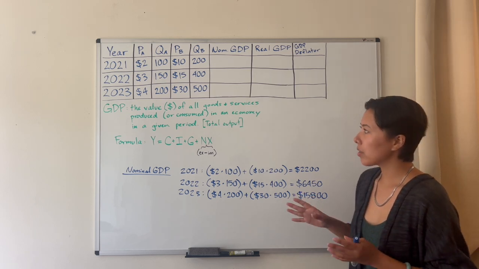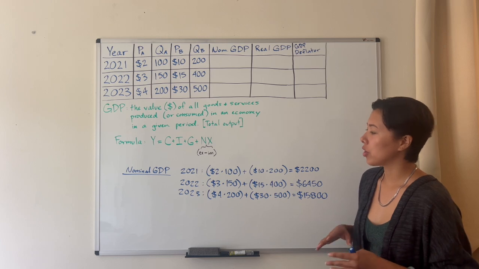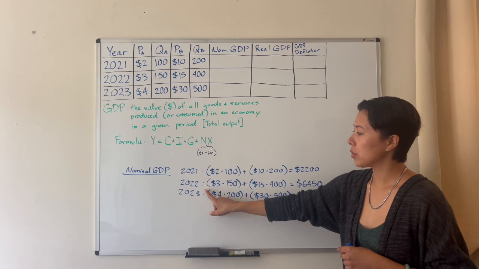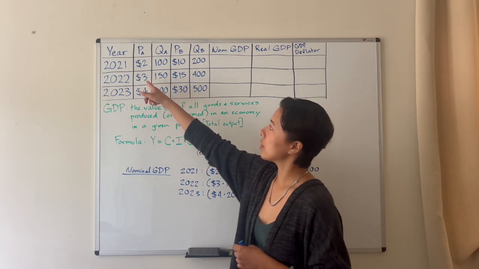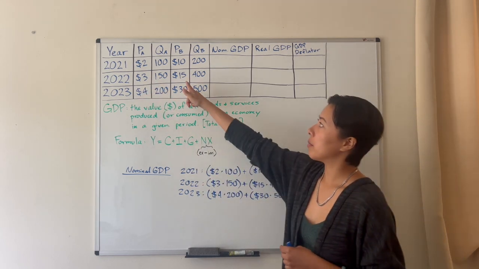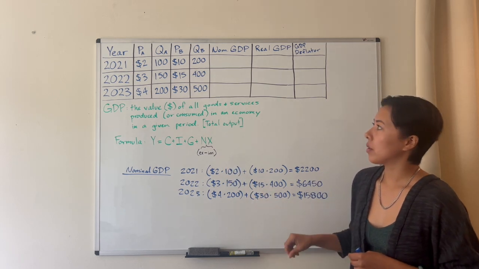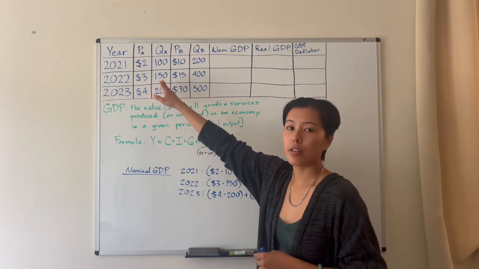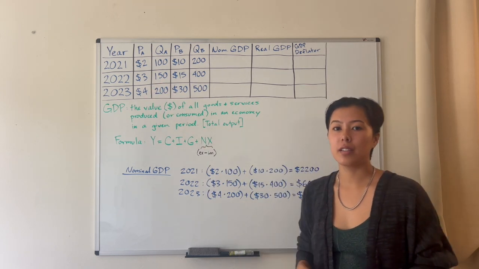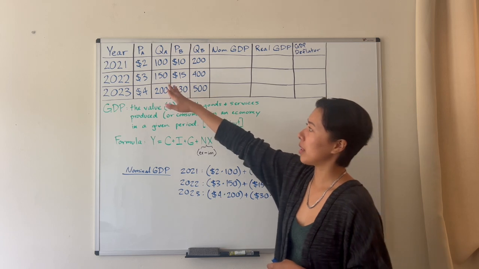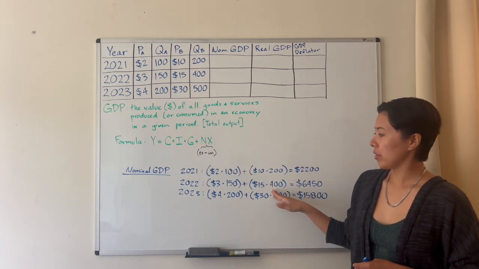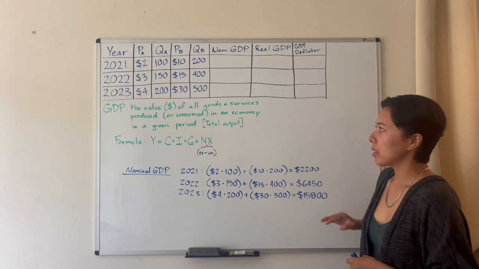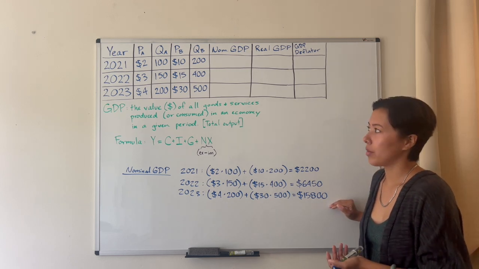And so just a reminder, whenever we're calculating nominal GDP, we want to be using prices for that current year. So for 2022, the price of apples was $3, and the price of beef was $15. So I took our quantity of apples in that year and multiplied it by the price to get the total value of all of the apples that were produced. And similarly for beef, added it up and then got our nominal GDP. And same sort of procedure for 2023.